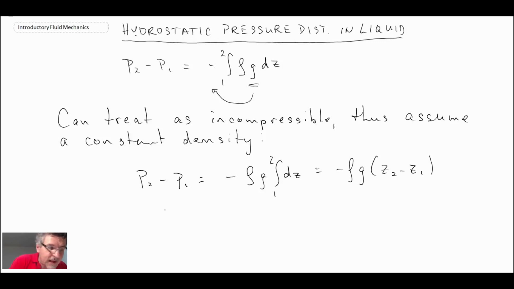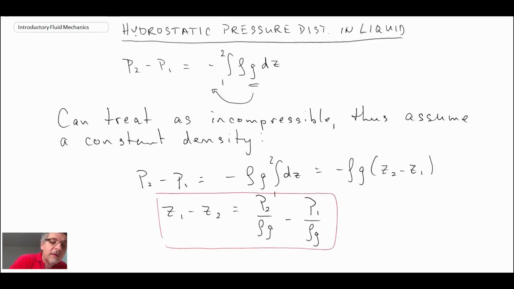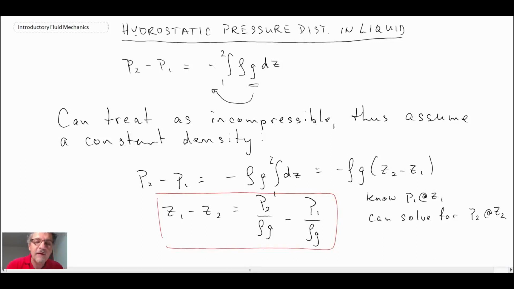Now we can rearrange that: z1 minus z2 is P2 over rho g minus P1 over rho g. So with this equation, what does that tell us? If you know P1 at z1, you can solve for P2 at z2. That is something that we'll use quite often when we look at things such as manometers.